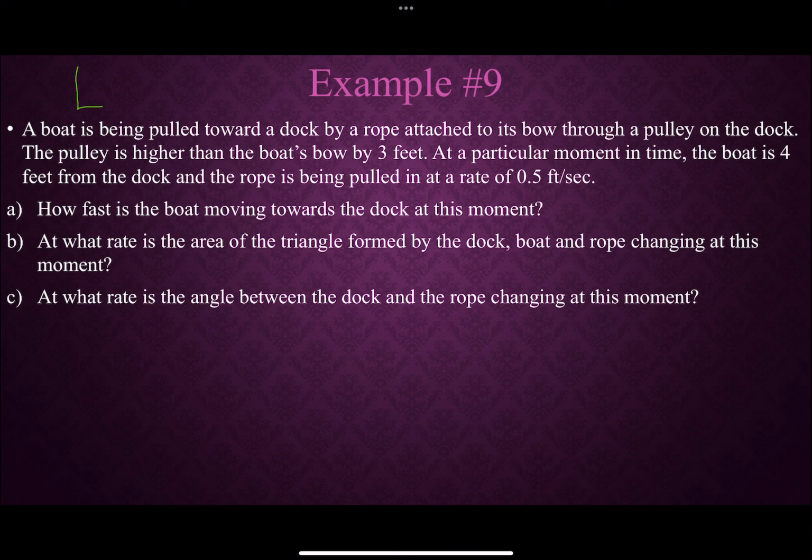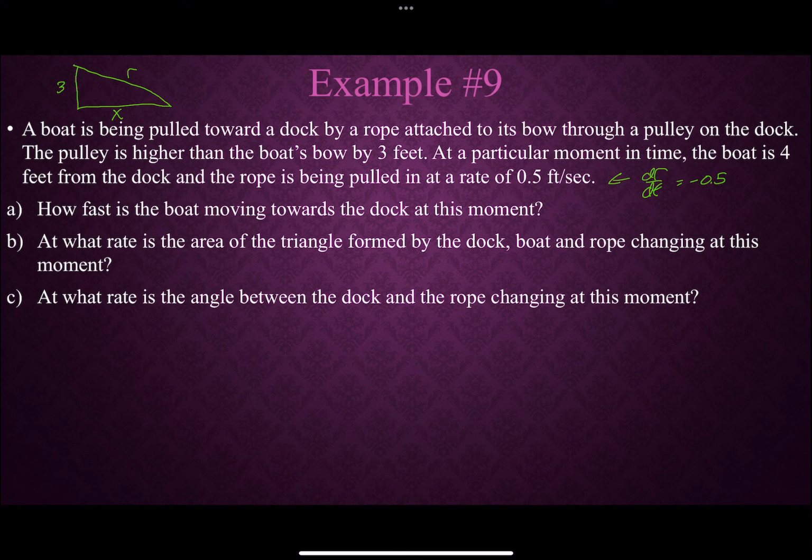So we have this scenario right here. The dock is a distance above it, always going to be a 3. We have this horizontal distance, and then we have this rope distance right here. And we want to know how fast the boat is moving towards the dock at this moment in time. The rope rate they give us right here is how the rope is changing. That's dr/dt, and it's going to be a negative 0.5 rather than a positive because you're pulling it in.